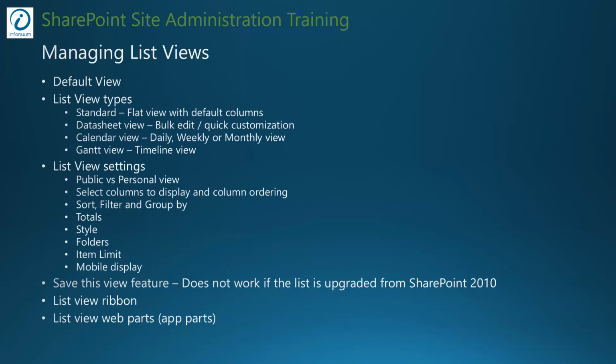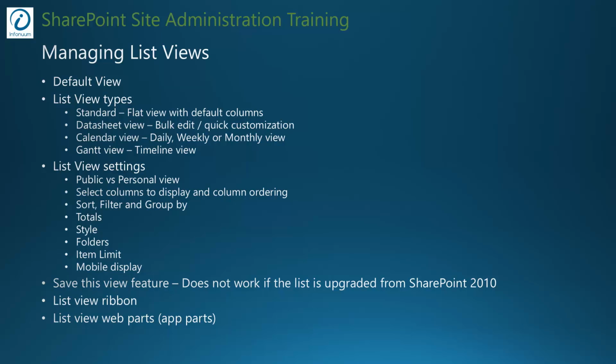When you create a list based on a list template, SharePoint creates one or more views for you depending on the list template you selected, with at least one view as the default view. SharePoint always displays this default view when you don't instruct which view to display. You can change this from the list settings page.